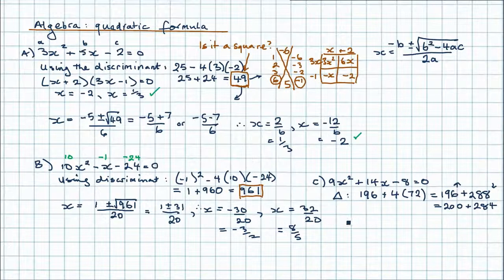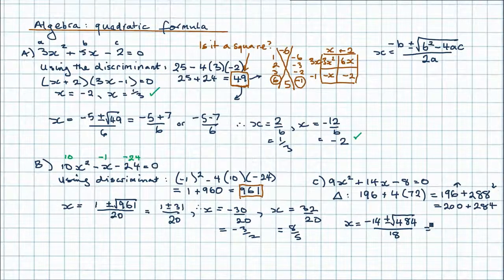Okay, so x must equal, if we use our 484, square root it, put our plus minus symbol in front, then we've got minus b, so that's going to be minus 14, divided by 2 times a, divided by 18 then. Okay, so now we're near our solution. 484.